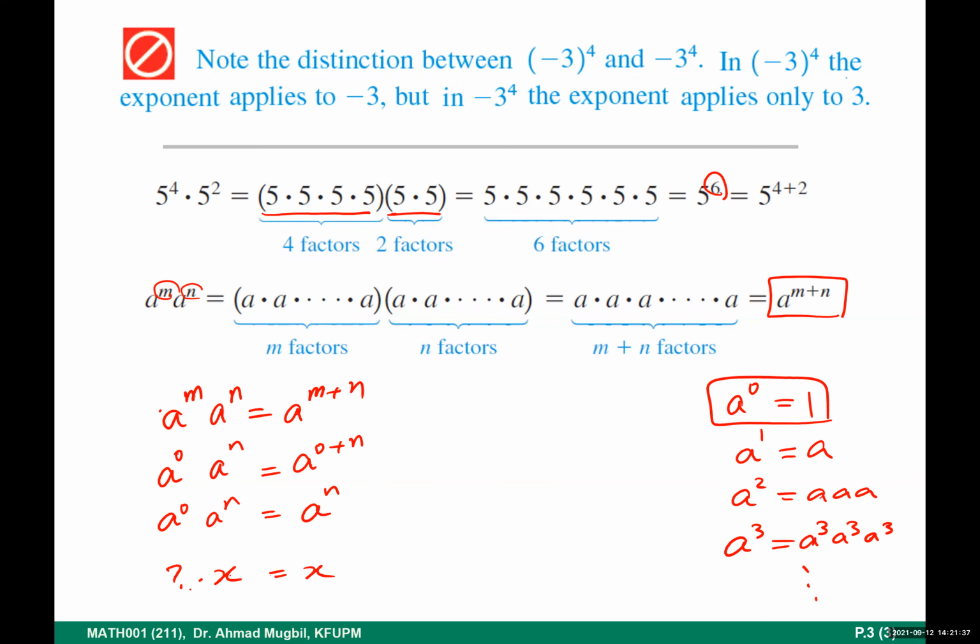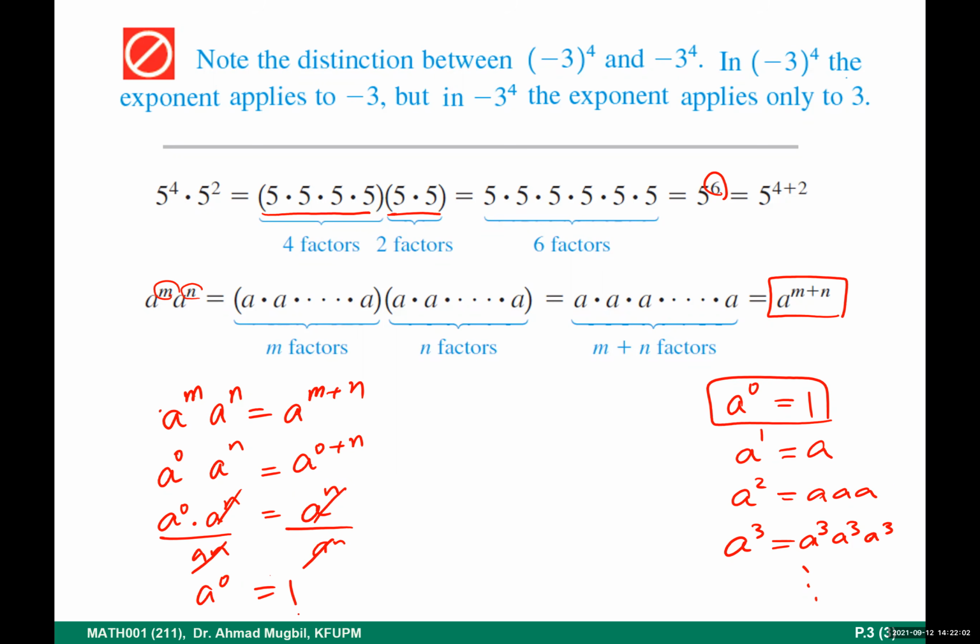If you look at this, it is 1. X times 1 equals x. So here, this is our x. A to the power n times what equals a to the power n itself? It is 1. This will show you that a to the power 0 is 1. Just divide both sides by a to the power n, cancel, and a to the power 0 equals 1.